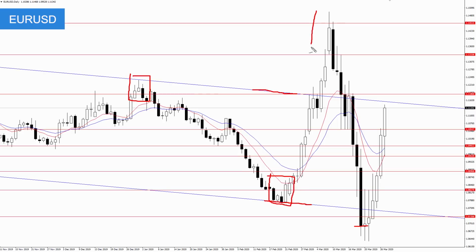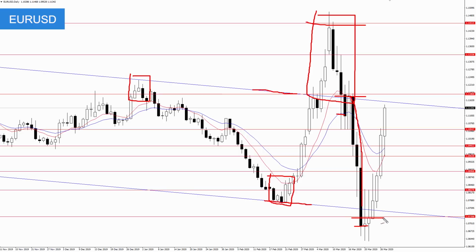Furthermore, we had this recent false breakup here above the channel top after the pair reached our target at 114.50. This close right here confirmed the false break. 111.80 then became resistance, and the pair also reached our target down here at 107.25.